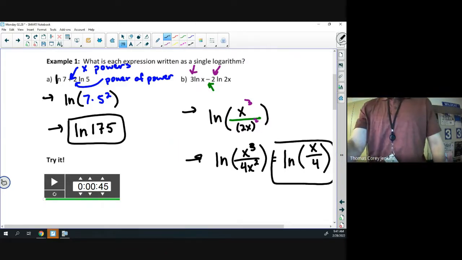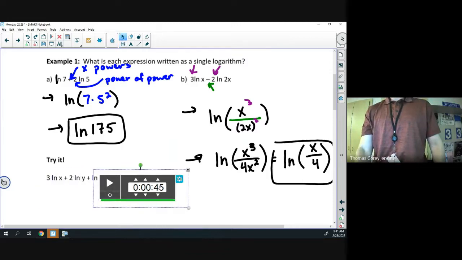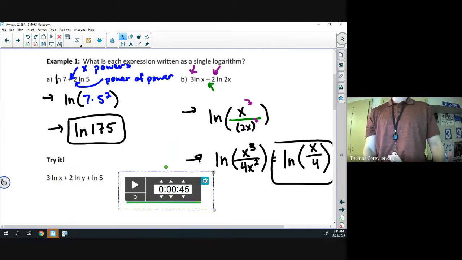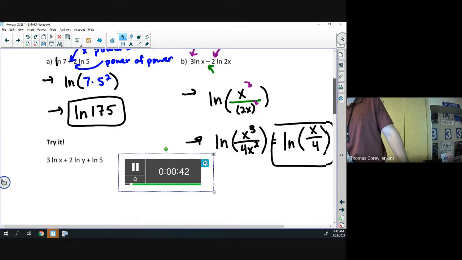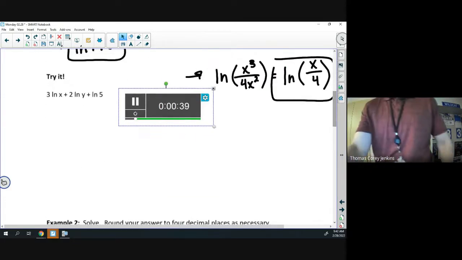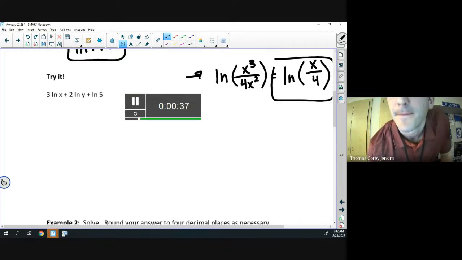Okay, so you guys go ahead and try this one. It says 3 natural log of x plus 2 natural log of y plus natural log of 5. So give it a shot, and then I'll put up your single natural log here in just a sec.